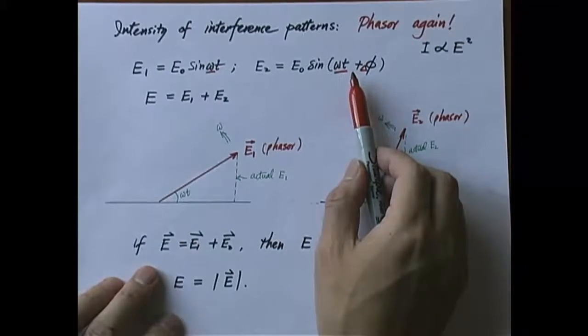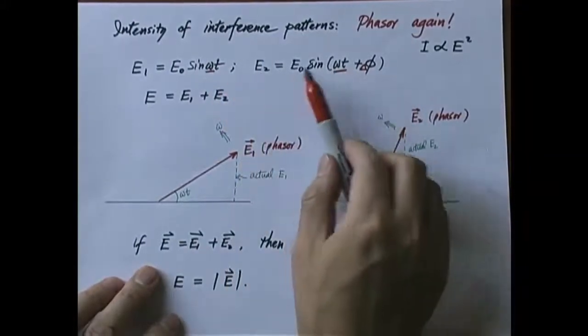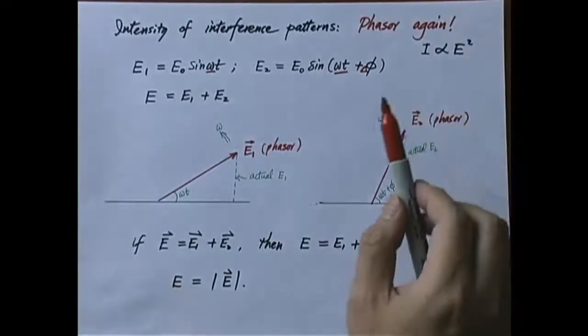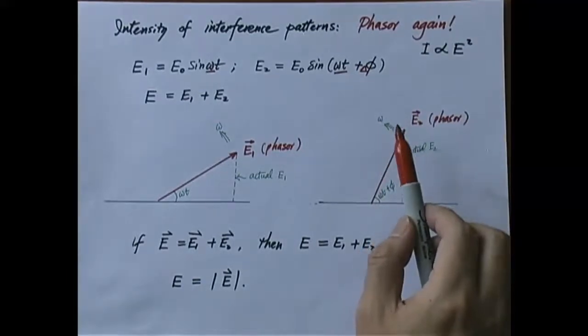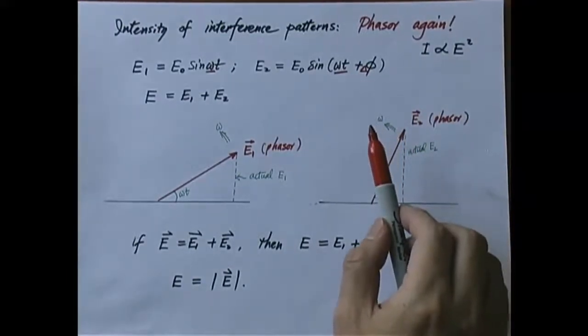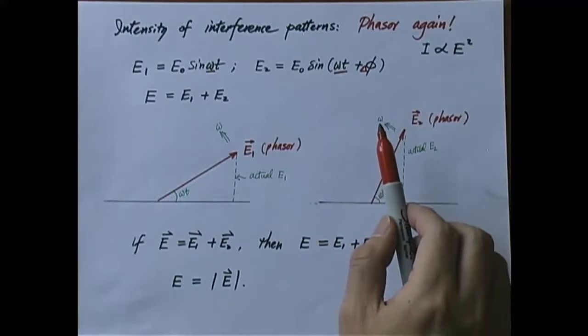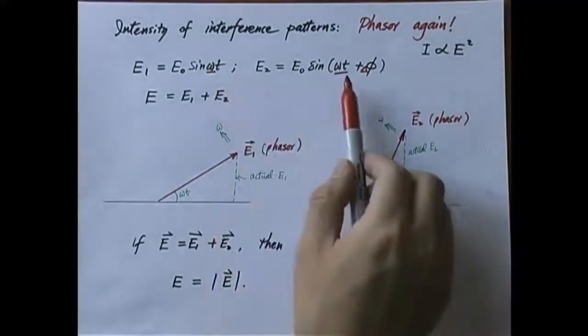And what if there are 3 slits or 4 slits? Then you have E1 plus E2 plus E3 plus E4. You have to deal with 3 or 4 sine functions added together, right? But these sine functions have something in common. What do they have in common? They have the same exact omega.